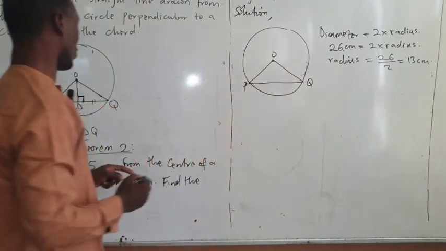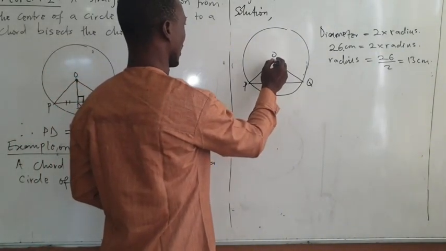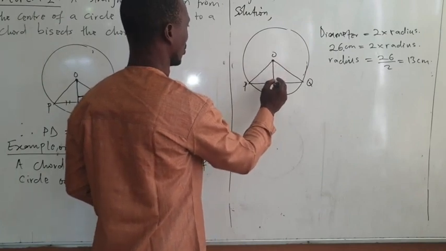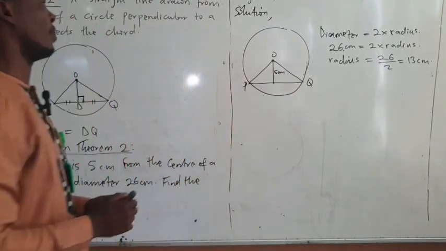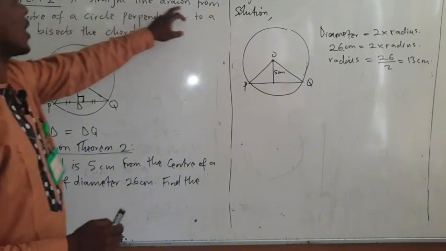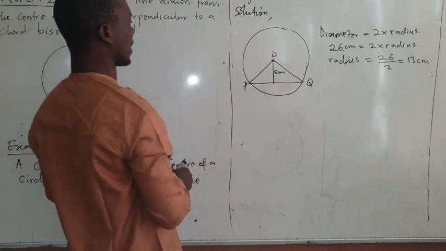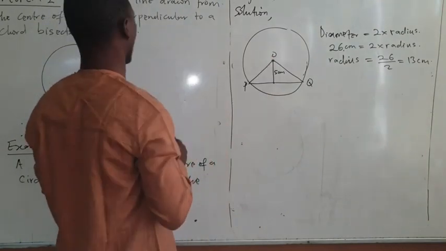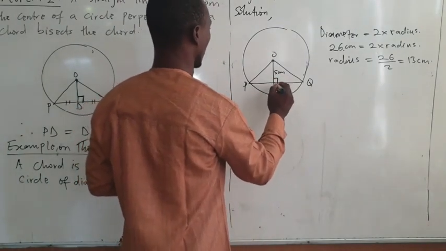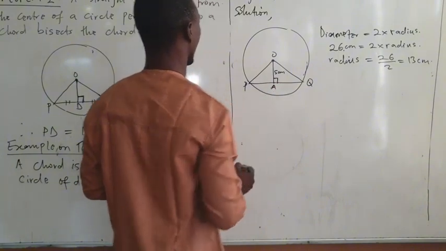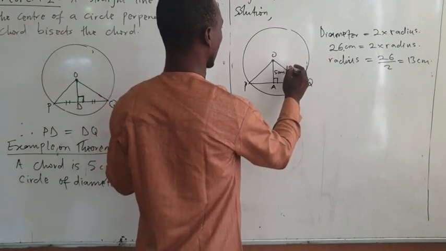Then the line drawn from the center to the chord is 5 centimeters. So just draw the line here to the chord. Then the distance between them is 5 centimeters. So we have to go by Theorem 2. Theorem 2 says a straight line drawn from the center of the circle perpendicular to the chord bisects the chord. So here is the chord. Then the middle point, let's name the middle point A. Then the radius, radius is OP or OQ, which is 13 centimeters.